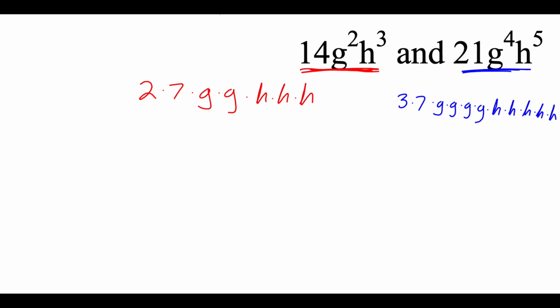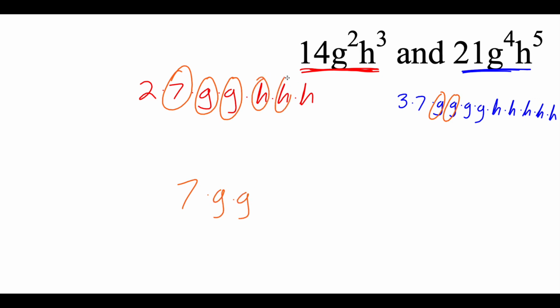Now once again, we're looking for what their lists have in common. So I see that we have a 7 in common. I see that we have 2 g's in common. And I see that we have 3 h's in common. So there's nothing we're multiplying by the 7, so that's going to stay as a 7. We have 2 g's that we're multiplying together, so that's going to be g squared. And on the end, we have 3 h's that we're multiplying together, so that's going to be h cubed. So the greatest common factor is 7g squared h cubed.